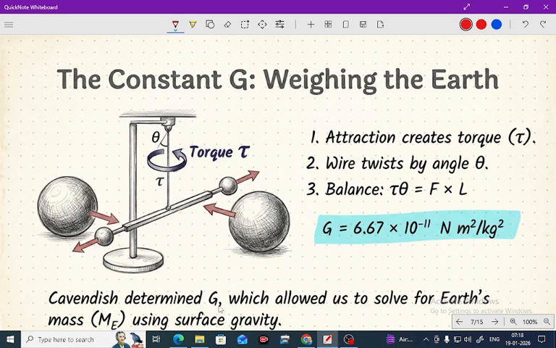Cavendish determined G, which allowed us to solve for Earth's mass using surface gravity.